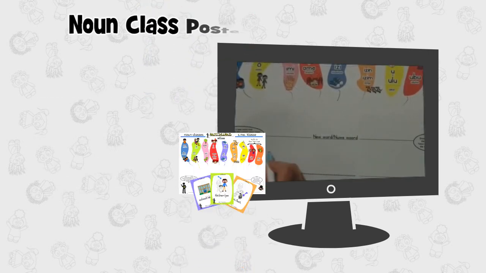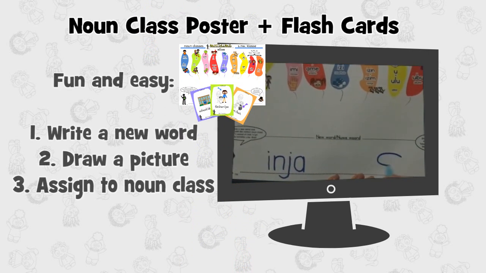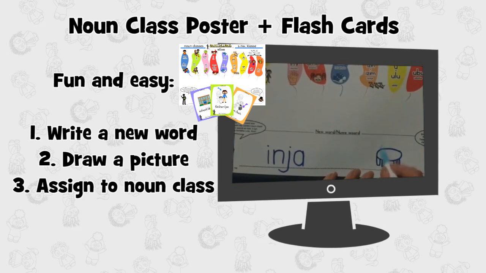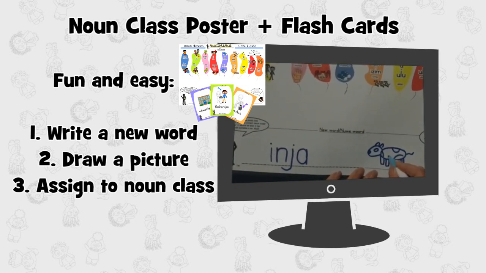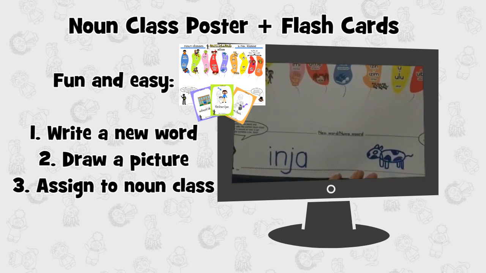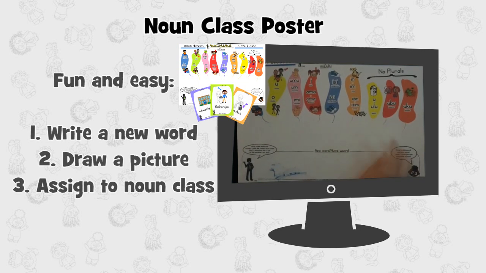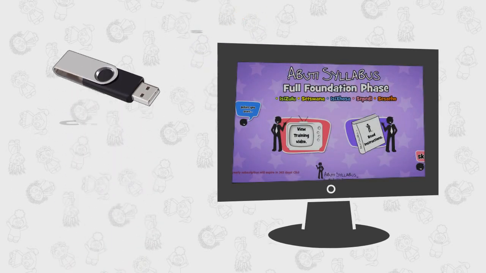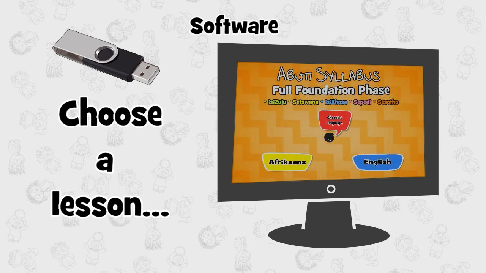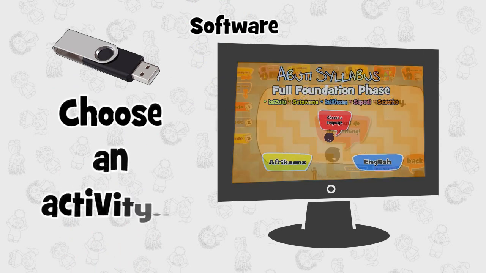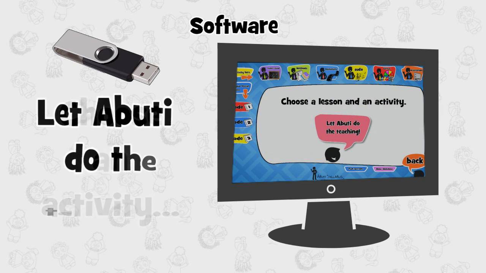Now have a look at the poster again. Fun and easy to use. Just write a new word, draw a picture of the new word, and assign the new word to the correct noun class. Just wipe and reuse to keep learning. And now you are ready. Just insert the flash drive, then choose a lesson, choose an activity, and let Abuti do the teaching.